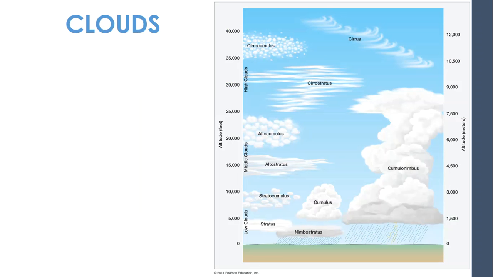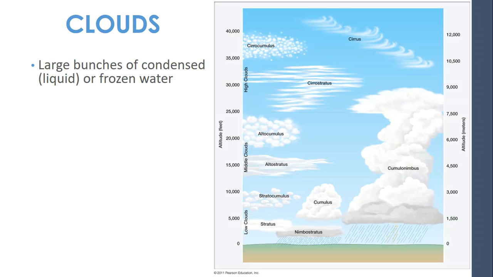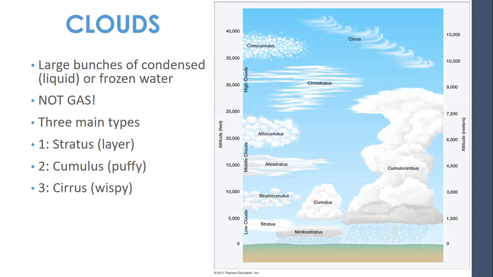Next, we're going to talk about clouds. There are a lot of clouds that are in this picture. You do not have to know all about them. There's only a few that I want you to know. Clouds are large bunches of condensed liquid or sometimes frozen water. They are not a gas, right? We can't see water vapor in the air. We can't see it until it condenses. So clouds are liquid water. There are three main types of clouds, stratus, cumulus, and cirrus, and we'll go through all of these.